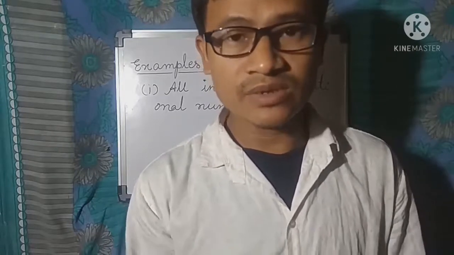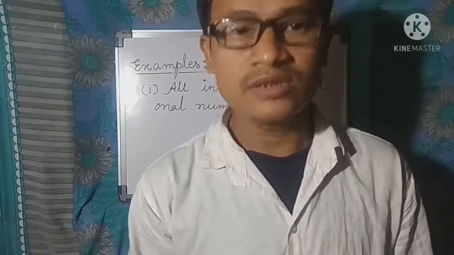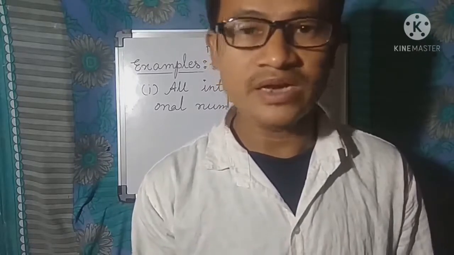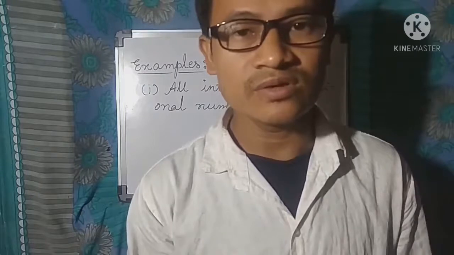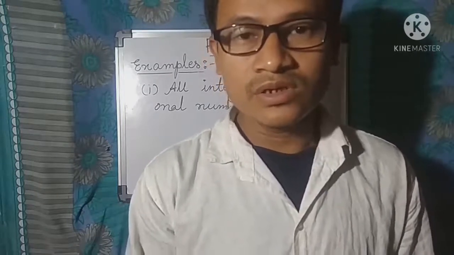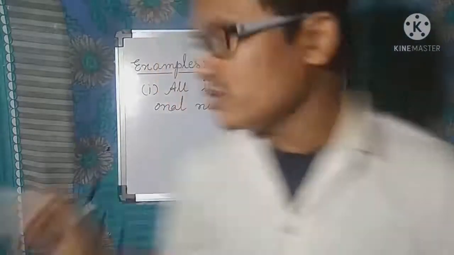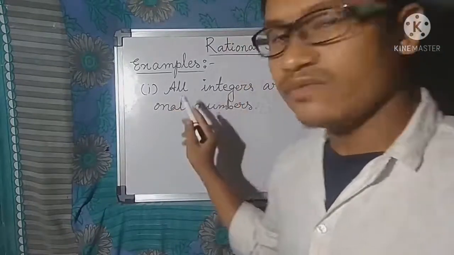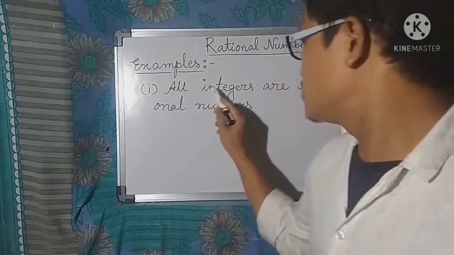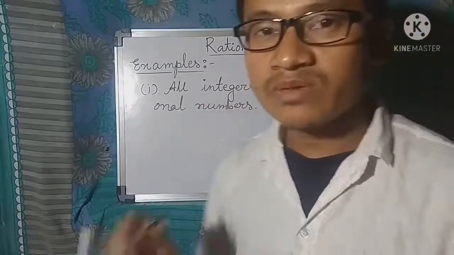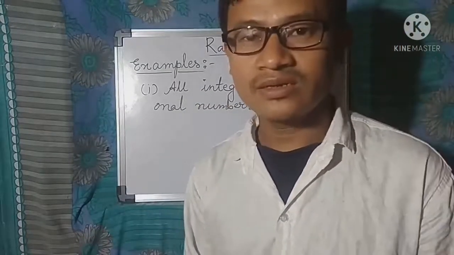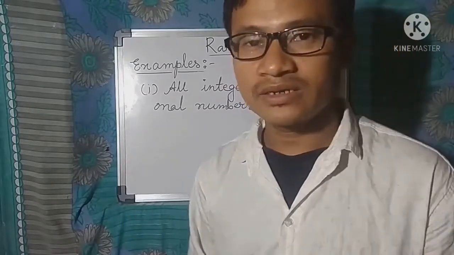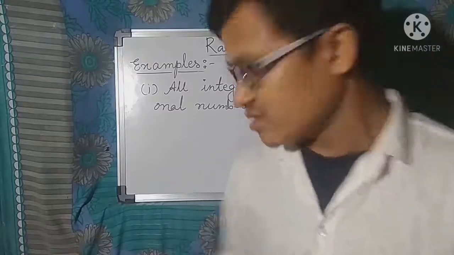In the definition of rational numbers, what did I write? The numbers that can be written in the form of p by q, where p and q are integers and q is not equal to 0. So if we are able to express, or if we are able to write these integers in the form of p by q, then we can say that integers are rational numbers. So how can we write? Let us see.